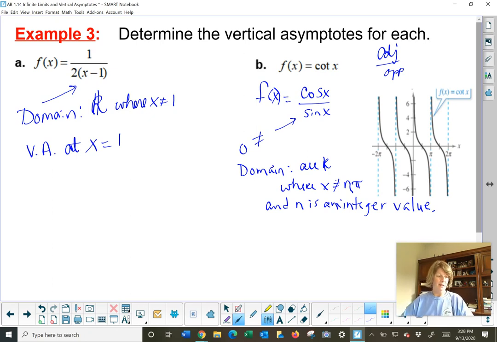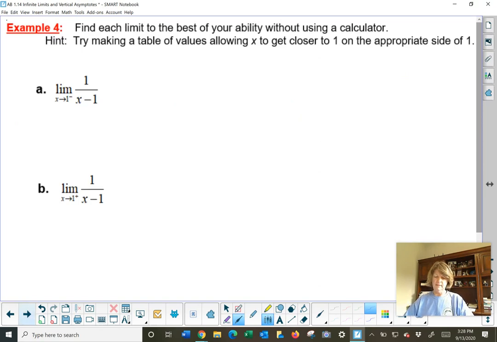All right. Finally, example 4, find each limit to the best of your ability without using a calculator. Try making a table of values allowing x to get closer to 1 on the appropriate side of 1. All right, so it says without using a calculator. I don't know if that's so necessary, but I would say let's use a calculator if we want to, and we'll go from there.